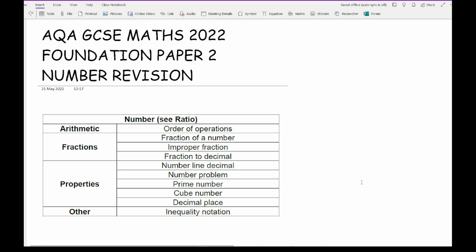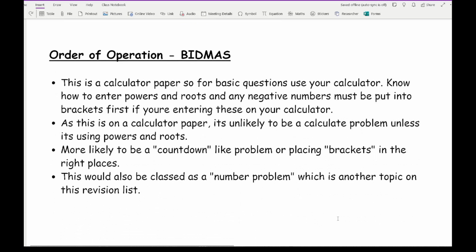Now obviously what you need to bear in mind is that some of these topics are not going to be exclusive and standalone. They may be merged into other topics in algebra or geometry and measure, so don't automatically think that this question is going to be obvious to see. It may be used in other topics. So let's have a look at the first one.